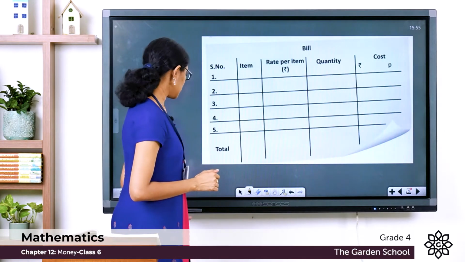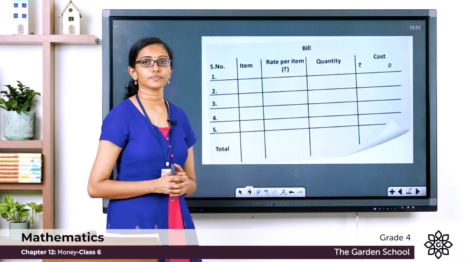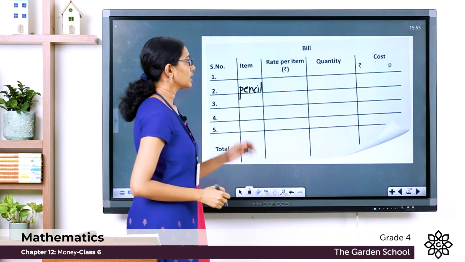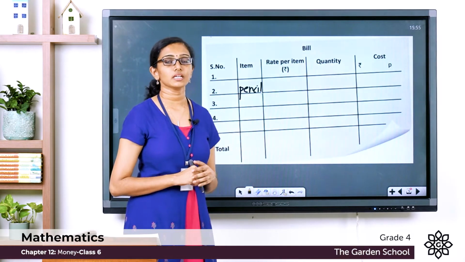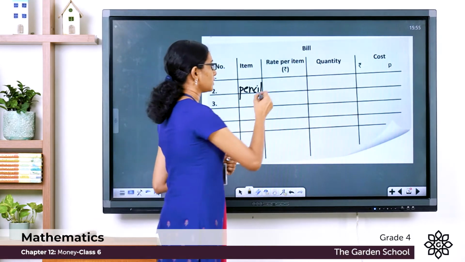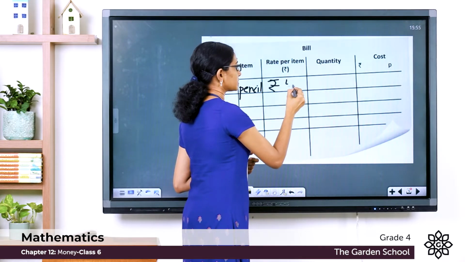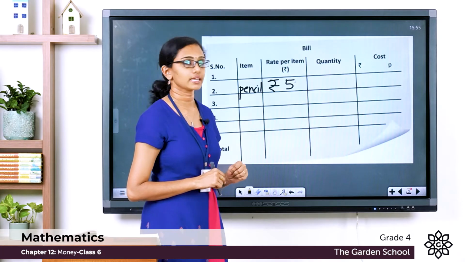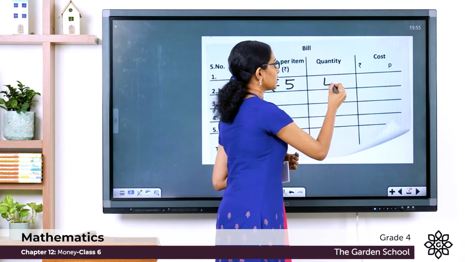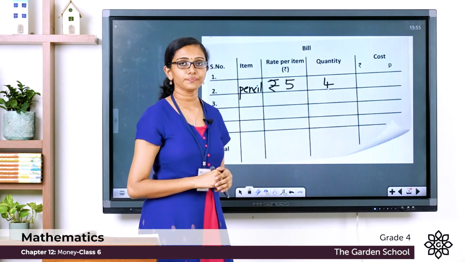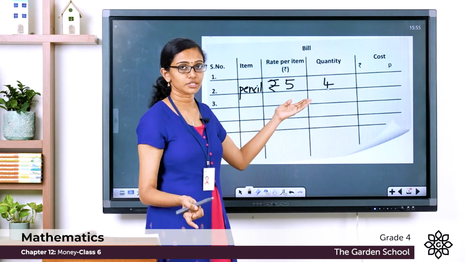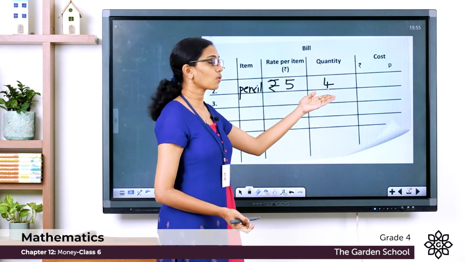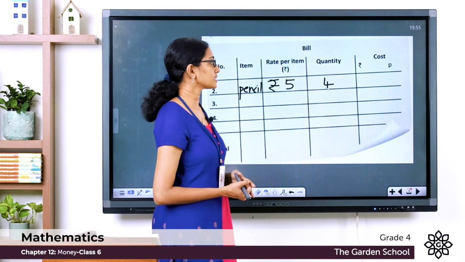So, we will see one example. Suppose you are buying a pencil. So, we write pencil in the item column and the cost of one pencil is equal to rupees 5. Let's just imagine like that. A pencil will cost rupees 5 and you are going to buy 4 pencils. So, the quantity will be 4. The rate per item, or the cost of 1 pencil, is equal to rupees 5, and you are buying 4 pencils and hence the quantity is equal to 4.